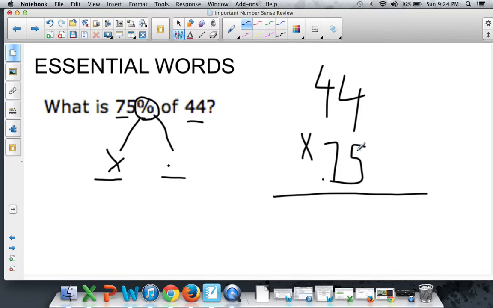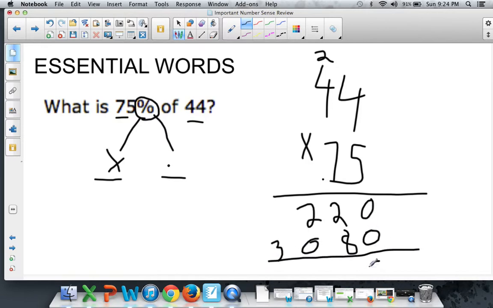Let's do the math. 5 times 4, 20. Good job. Carry the 2. 5 times 4 is 20, plus the 2 is 22. Drop a turtle egg. 7 times 4, 28. Good job. Carry the 2. Oh, there's one already there. Cool. 7 times 4 is 28, plus 2 is 30. That was really ugly, sorry.